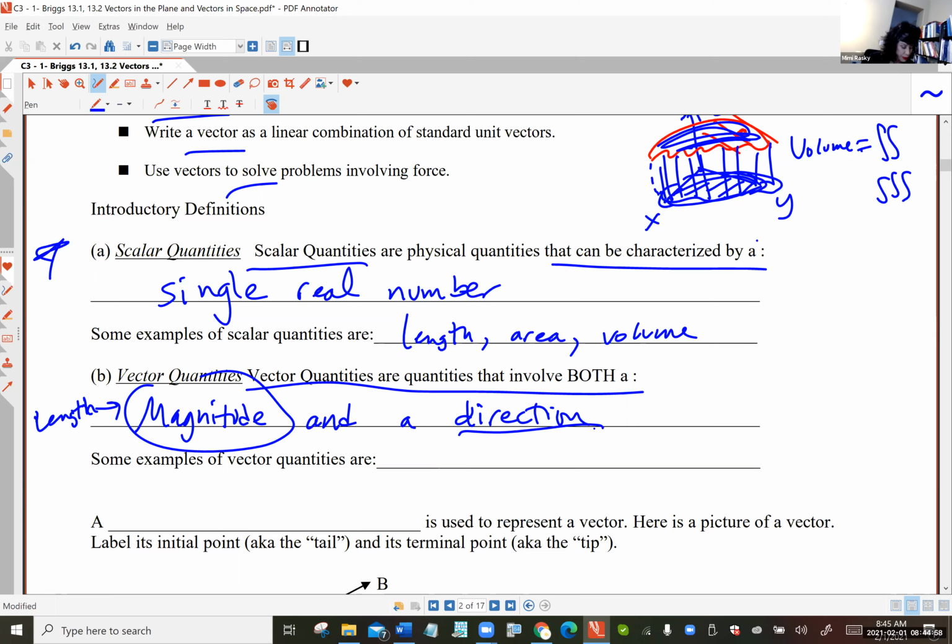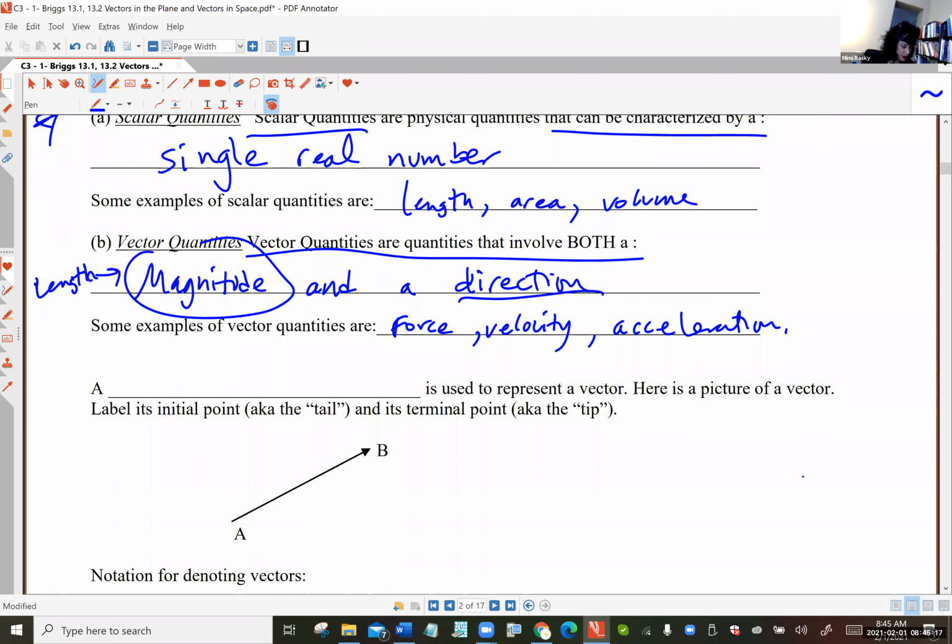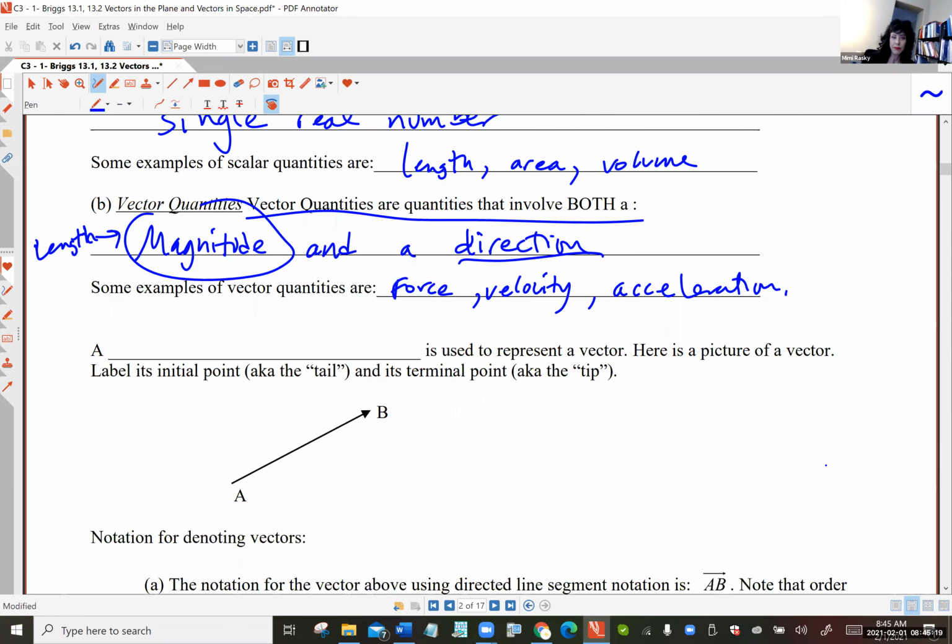So what are some examples of vector quantities? Forces. If you're taking a physics class, it's all about vectors, because forces are described by vectors. Velocity is a force, so it can be described as a vector, and same with acceleration vectors.